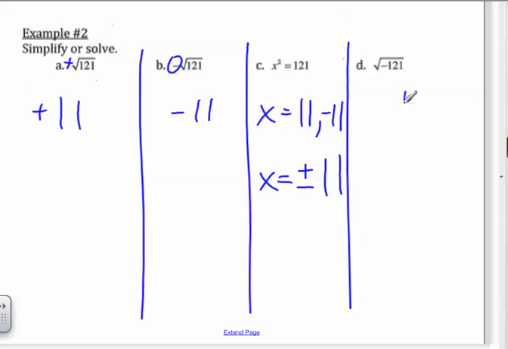Imaginary. It's an imaginary number. Okay? There we go. It's an imaginary number.